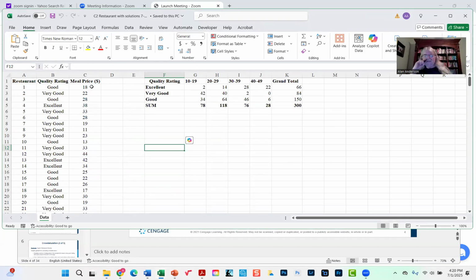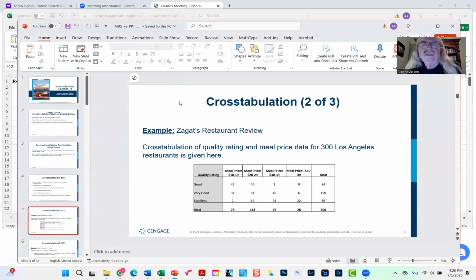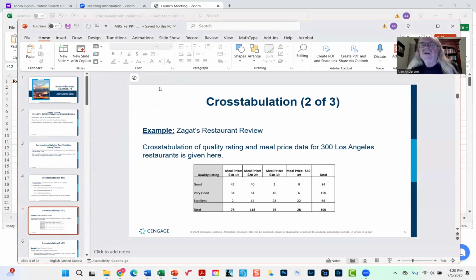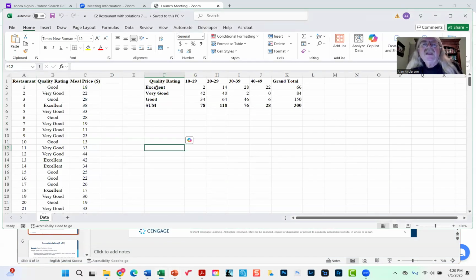So in the slides, they have set up the data to look like this. Although I just noticed that they've got excellent on the bottom and I've got excellent on top, but all right, it's the same idea. You can see just by looking that we have the three ratings, and across the top we have different ranges of prices. You can think of these as classes. The meal price averages 10 to 19, 20 to 29, 30 to 39, and 40 to 49.